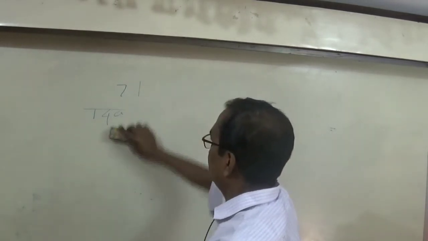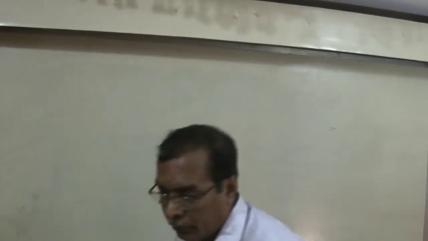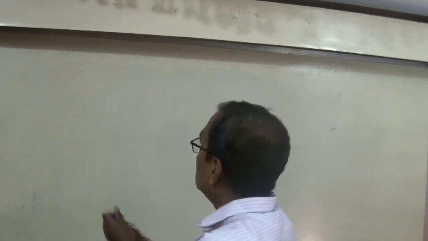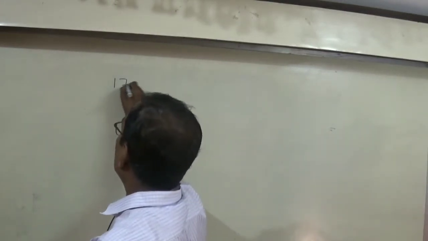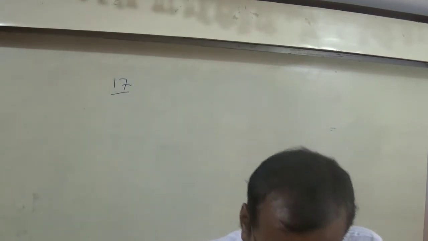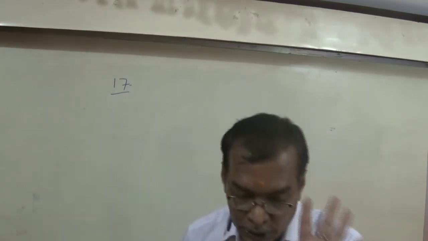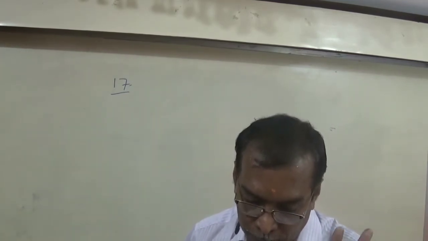Next question. The question is question number 17. What they are asking is: find the least 4 digits number which is a perfect square.